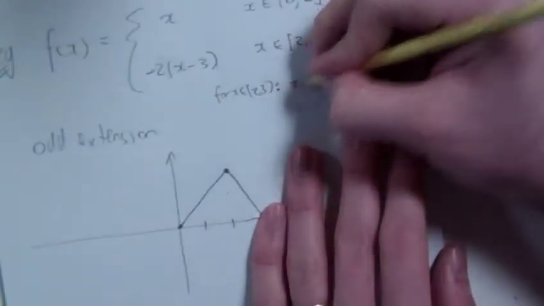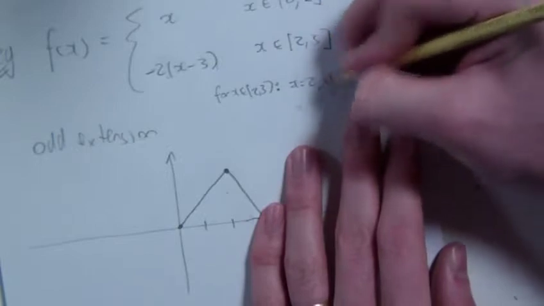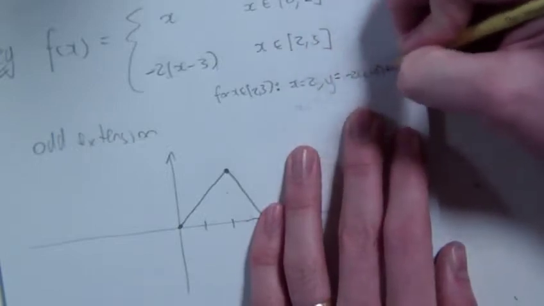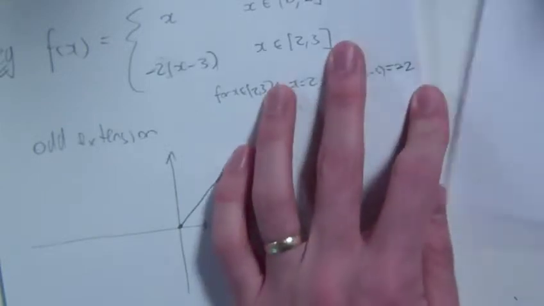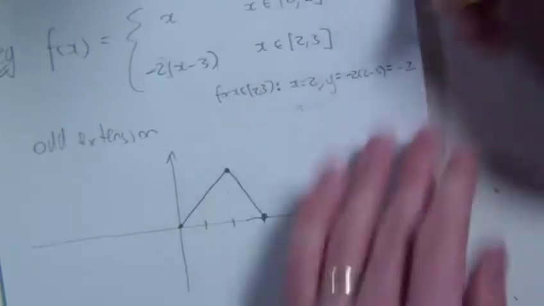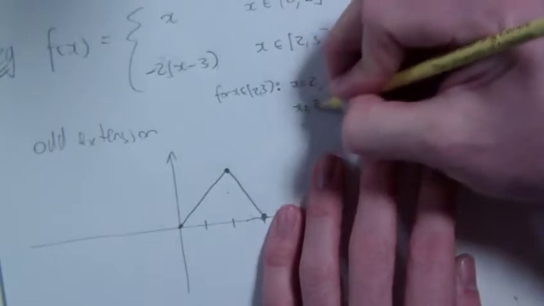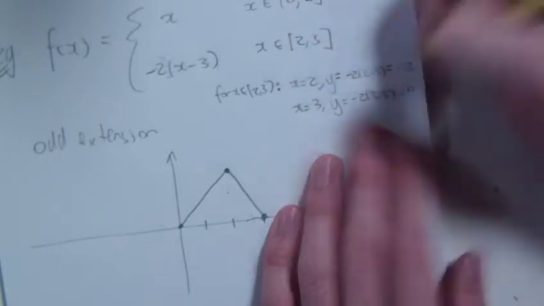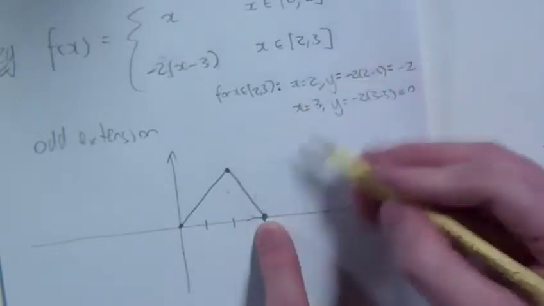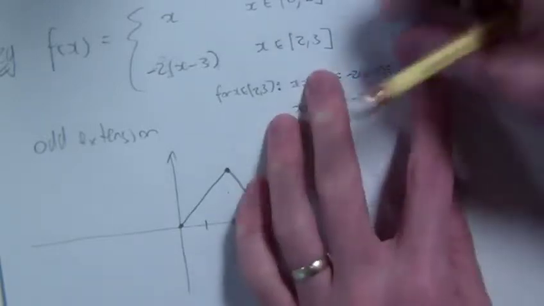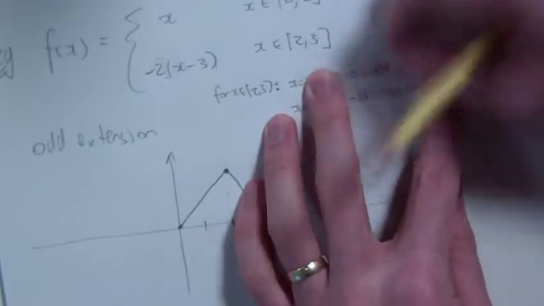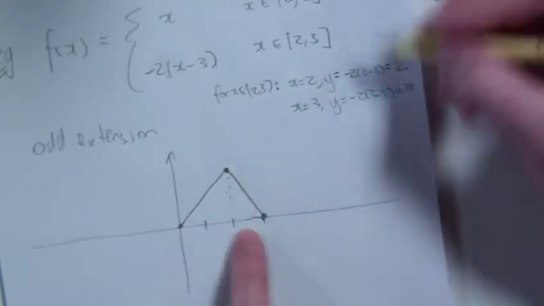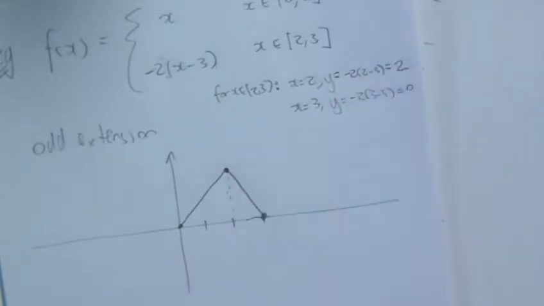So when x is equal to 2, y is minus 2, 2 minus 3, which is plus 2. And when x is equal to 3, y is minus 2, 3 minus 3, which is 0. And so I connect up the 2 points, 2, 2 and 3, 0, because I know it's a straight line.